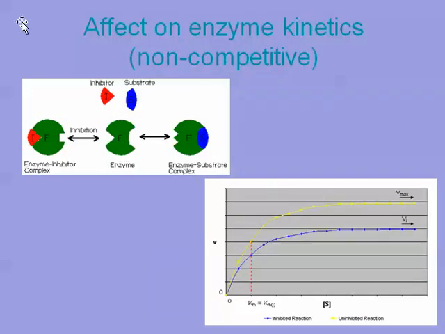If it's non-competitive, then I see a drop in my Vmax, because as long as there's some inhibitor there, it's going to stop a certain amount of those enzymes from working. So some of those active sites aren't going to be accessible. However, when the substrate does go in, the affinity is just as good, and so my Km is unchanged.